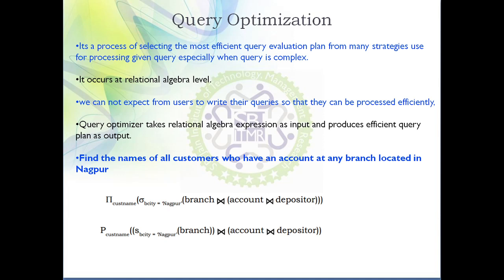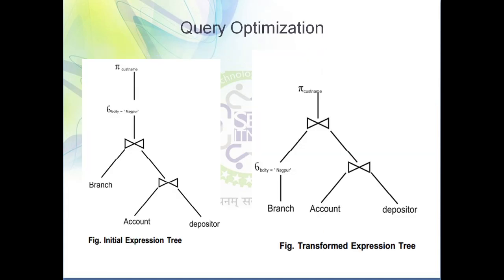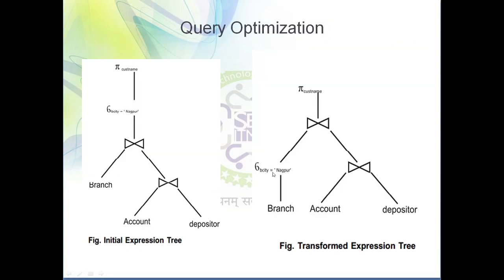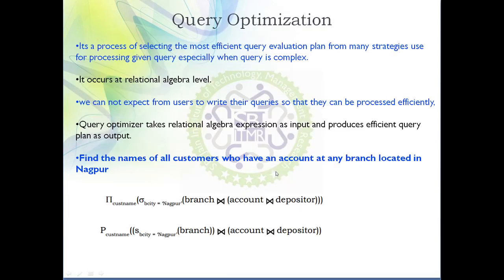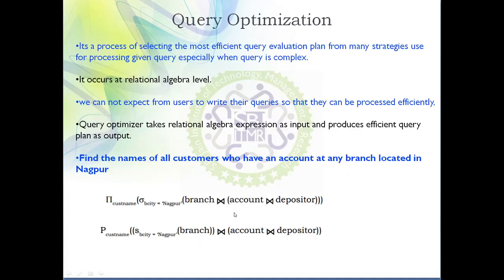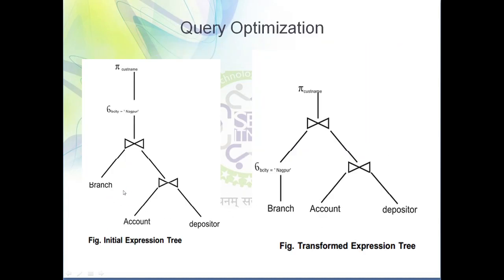Now let's try to understand it diagrammatically. This is a query plan. Sorry, this is the query evaluation plan for query 1, and this is the query evaluation plan for query 2. Now which one is efficient? This one or this one? According to me, the second one is efficient. Now I will tell you the reason.